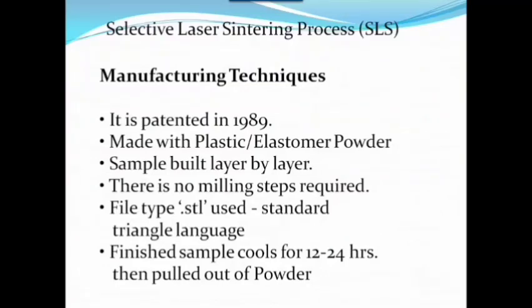First of all we are going to see the manufacturing technique of the selective laser sintering process. It was patented in the year 1989 and uses plastic powder, and also an elastomer. The elastomer is also called a soft powder, and the sample is built layer by layer with a uniform thickness. We will discuss the uniform thickness later.